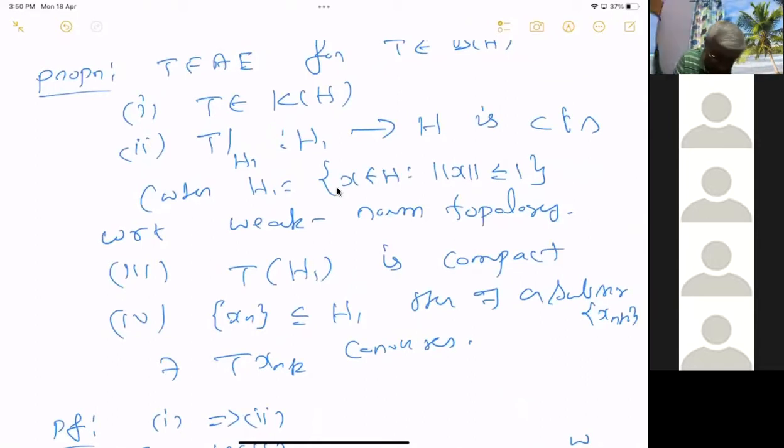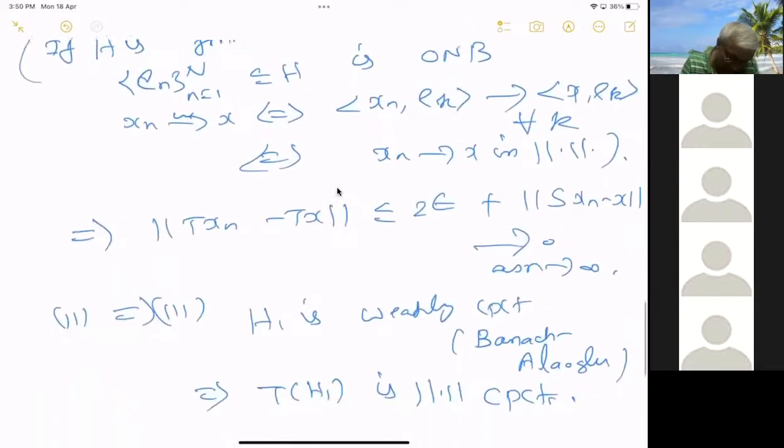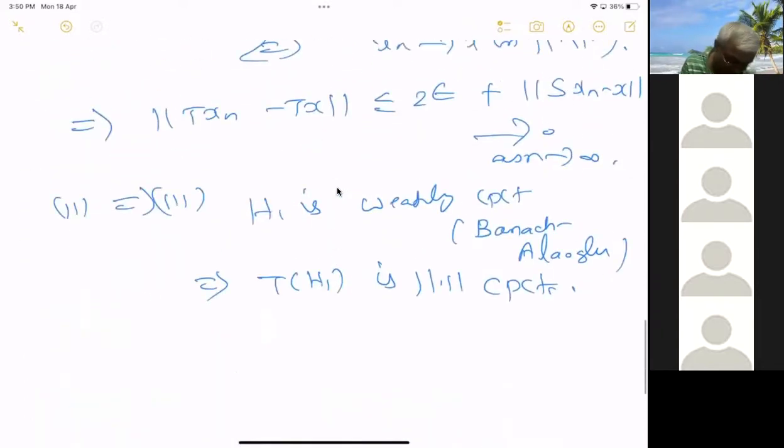And 3 implies 4 just says that T of H1 is compact. So if you have any xn contained in H1, then T of xn is contained in a compact set, so it will have a subsequence which converges. So 3 implies 4 is just the property of compactness. There is nothing more.